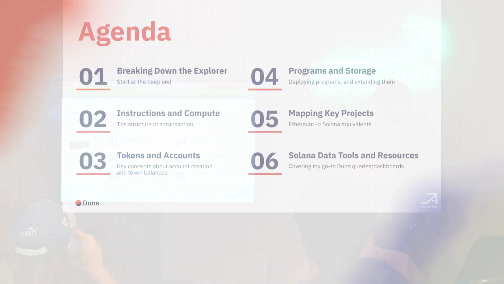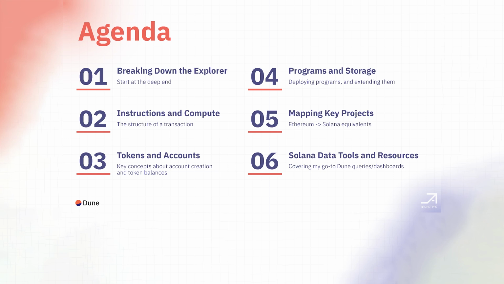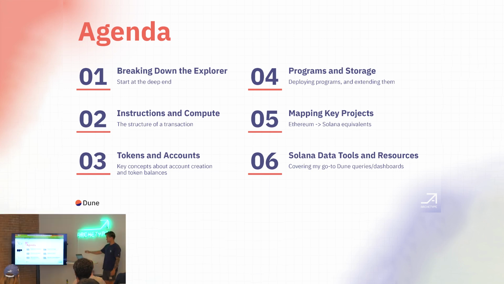All right, so we don't have that many slides. We only got 9 slides, but they are pretty in-depth. There's going to be 6 steps here. We're going to break down Explorer. We're going to break down instructions and compute, which is just the structure of a transaction. We're going to go into tokens and accounts, which is probably where I will lose most of you, but we'll try to keep you. And then we're going to go to programs and storage. If you understand all of that, you'll be able to understand everything that goes on in Explorer.